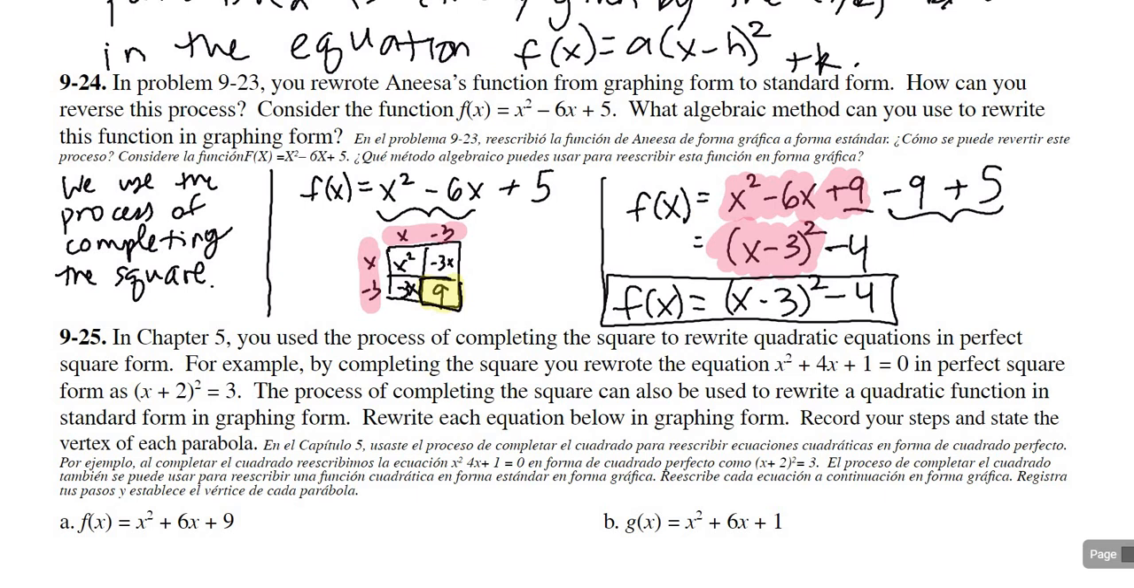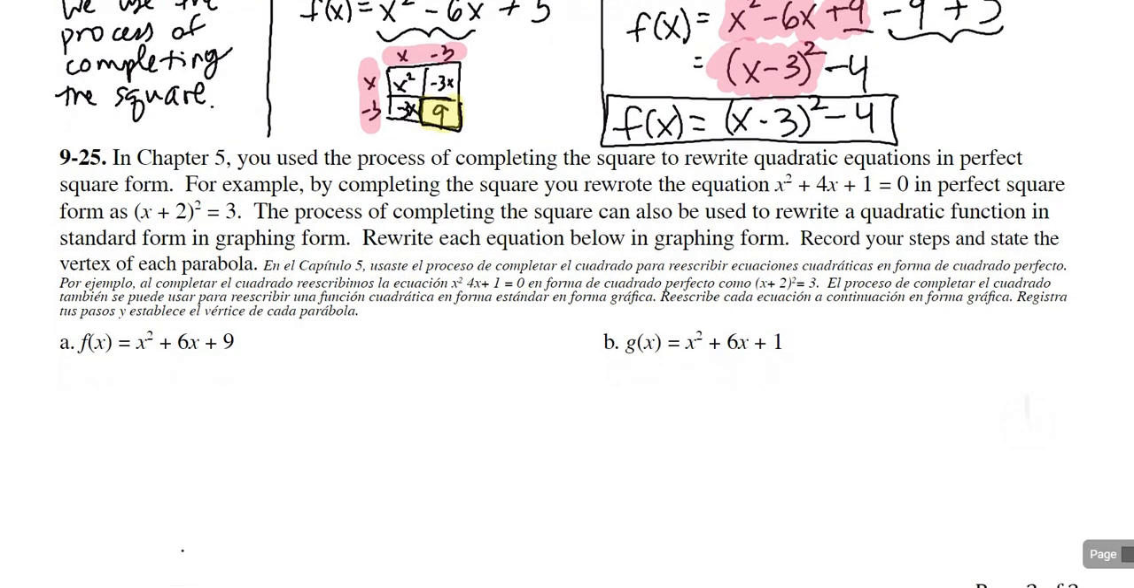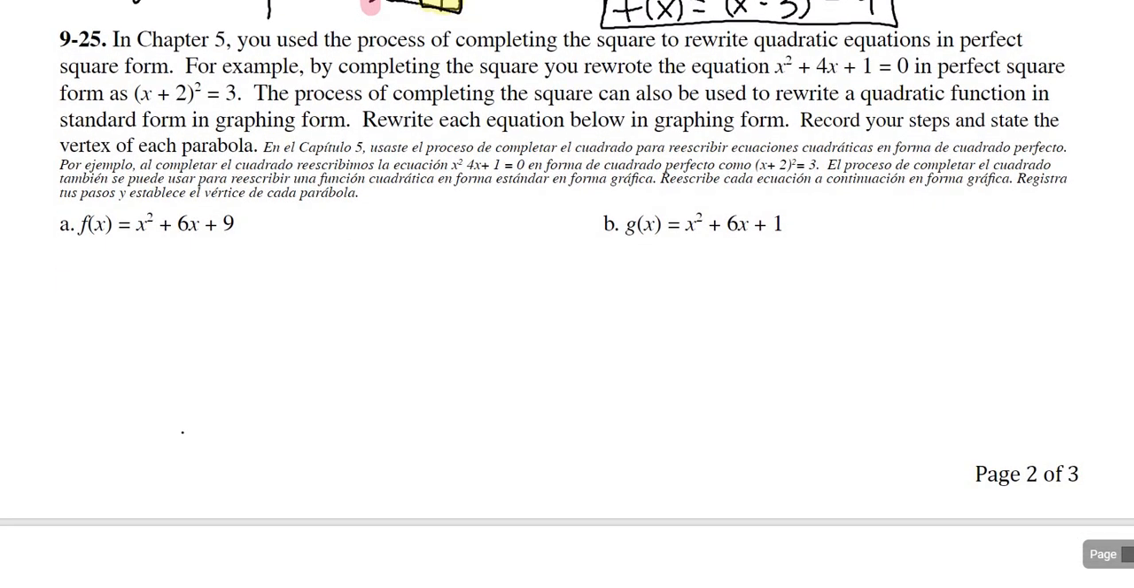Let's do that a couple times through just to practice. That's going to be 925. 925 says that in Chapter 5, we used the process of completing the square to rewrite quadratic equations in perfect square form. For example, by completing the square, we could rewrite x squared plus 4x plus 1 equals 0 in perfect square form as x plus 2 squared equals 3. The process of completing the square can also be used to rewrite a quadratic function in standard form into graphing form. We're going to do that by rewriting these next equations into graphing form.